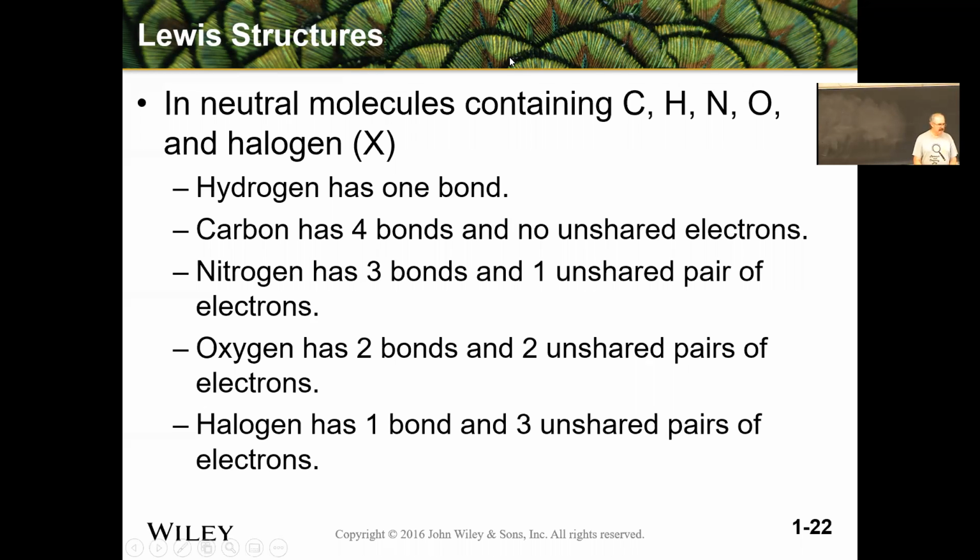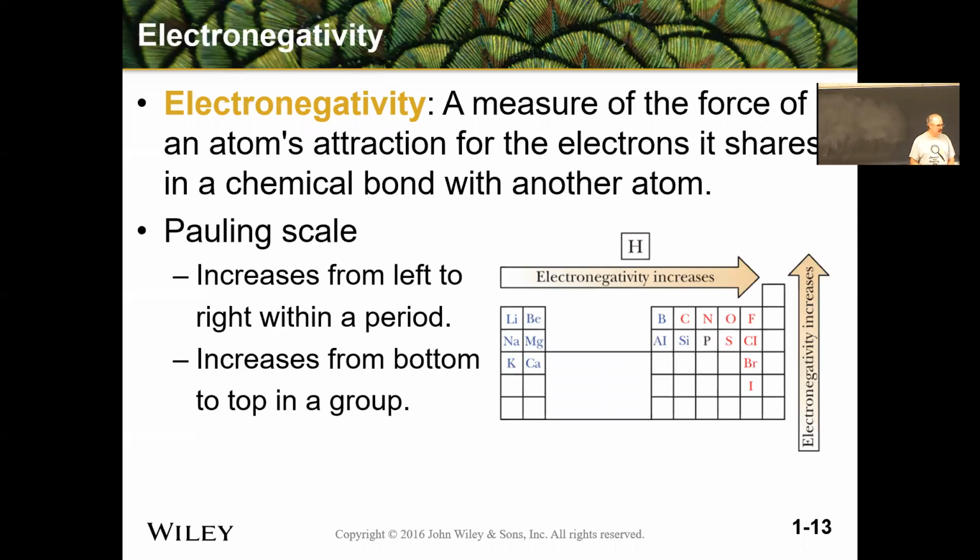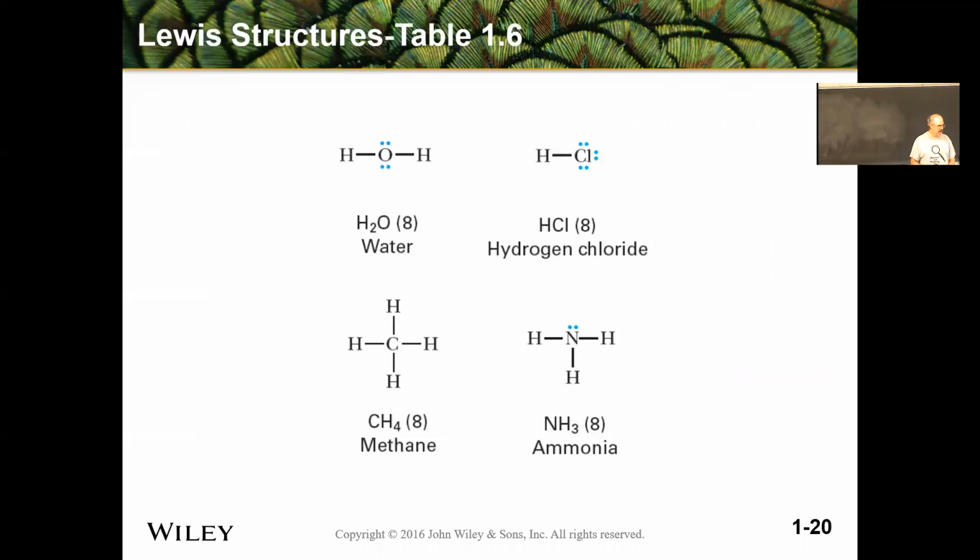Okay, remember that hydrogen can only form one bond. It has no unshared electrons. Carbon normally forms four bonds with no unshared electrons. Nitrogen forms three. Think about ammonia, and it has one unshared pair. Oxygen has two bonds and two unshared pairs of electrons. A halogen will have one bond and three unshared pairs. If we go to HCl, the halogen has one bond and it has three unshared pairs.